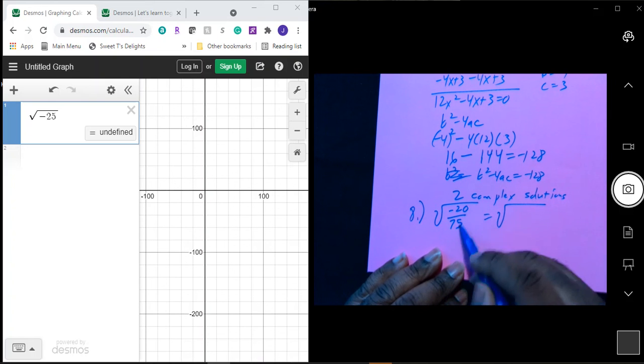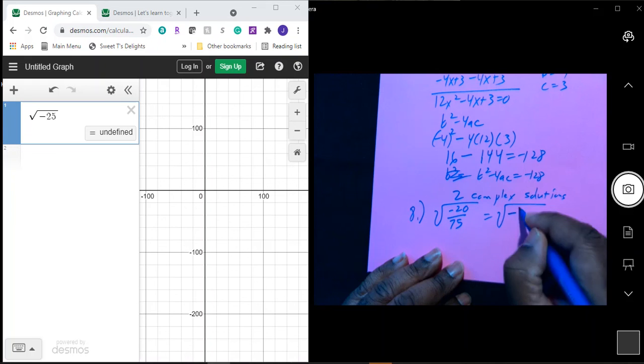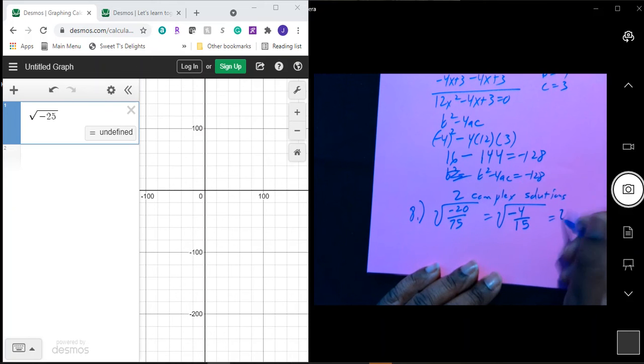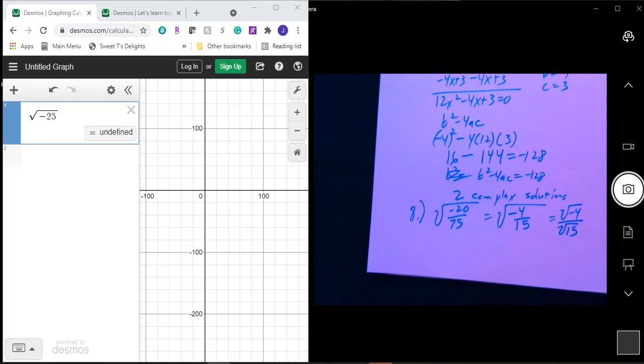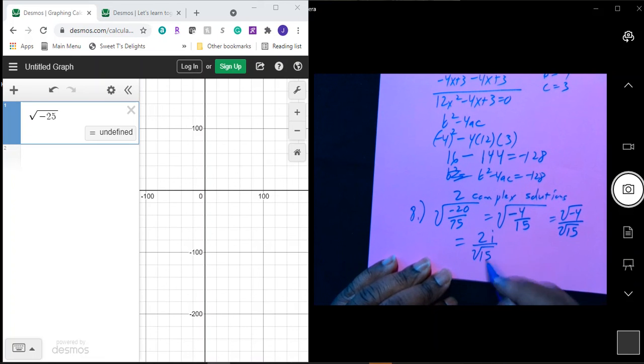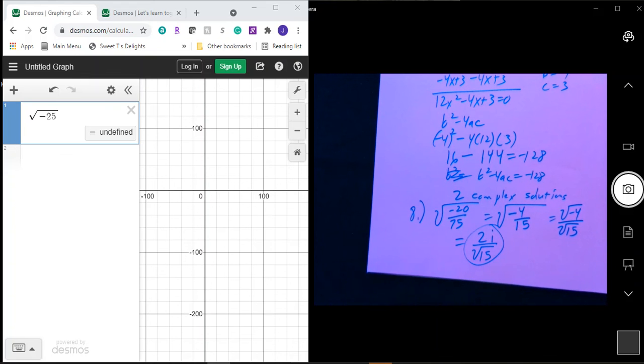So this would be the square root. Both of these have 5 in common, so it'd be negative 4 over 15. Okay, so we have the square root of negative 4 over 15. We could break this up and make this the square root of negative 4 over the square root of 15. Now the square root of negative 4 we know is 2i, divided by the square root of 15, and that is our final answer.